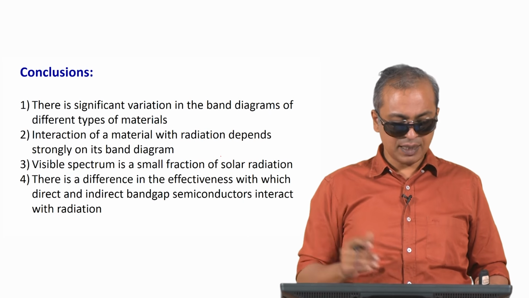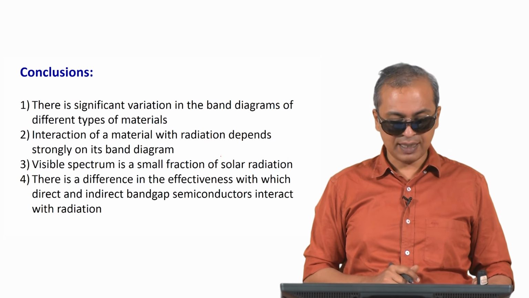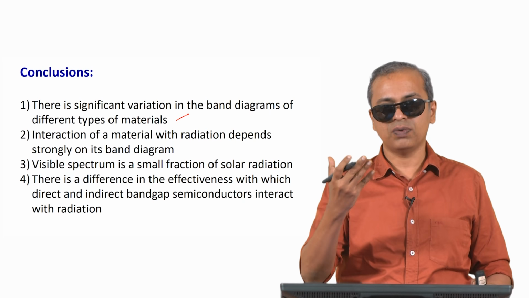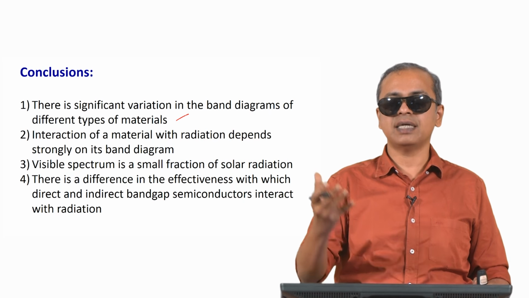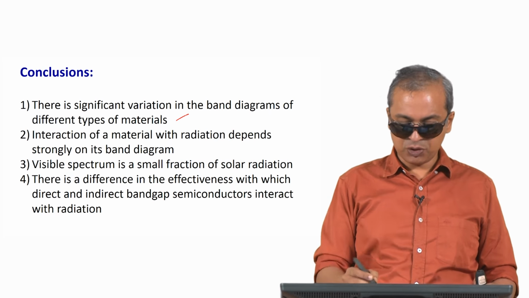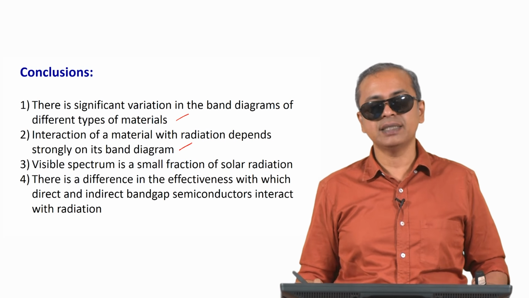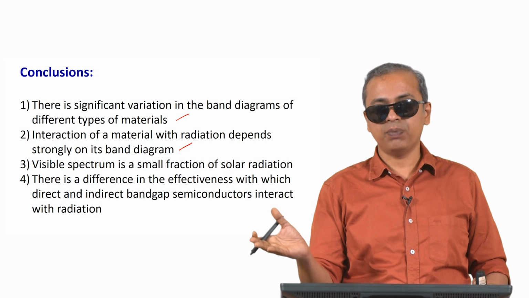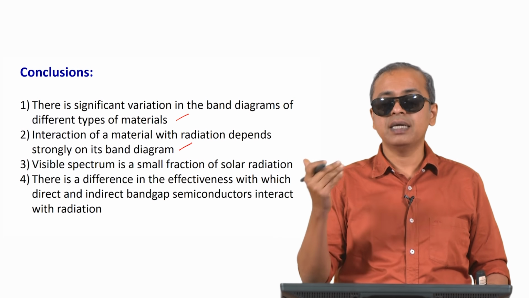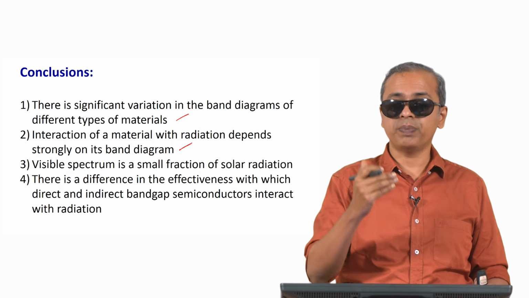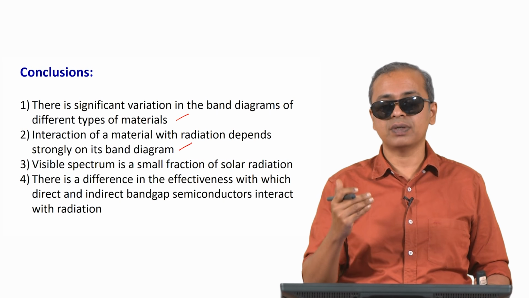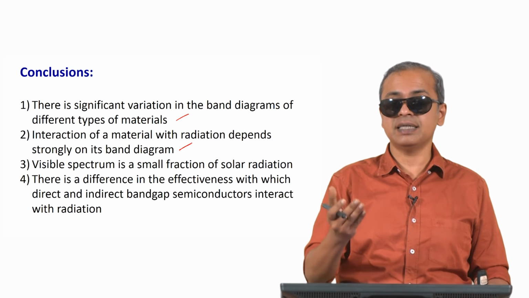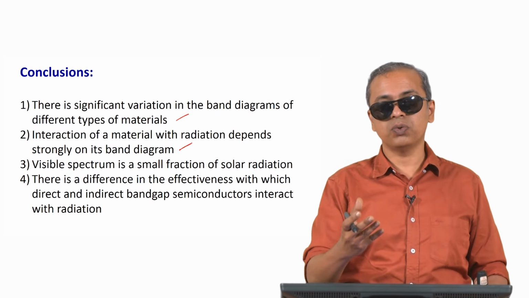To summarize, the conclusion from all that we discussed in this class is that there is significant variation in the band diagrams of different materials. We saw semiconductors, we saw insulators, and we saw metals. We also saw that the interaction of radiation with the material depends totally on the band gap, and that is how you find metals being opaque because they absorb anything that falls on them. Semiconductors and insulators absorb some wavelengths and are transparent to some other wavelengths, and interestingly, lower energy wavelengths are able to go through because they are unable to do the transition.